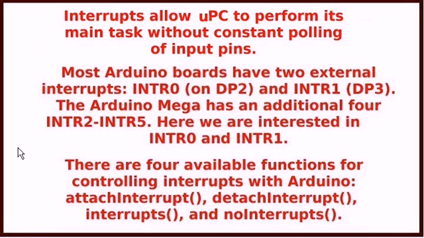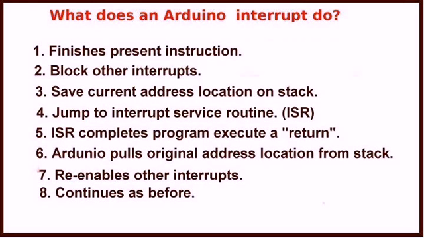There are 4 available functions for controlling interrupts with Arduino: attachInterrupt, detachInterrupt, interrupts, and noInterrupts. Really, what does an interrupt do? What goes on in the mind of Arduino or another microcontroller when it receives an electrical signal that tells it, hey, this is an interrupt. Stop what you're doing and take care of my problem.